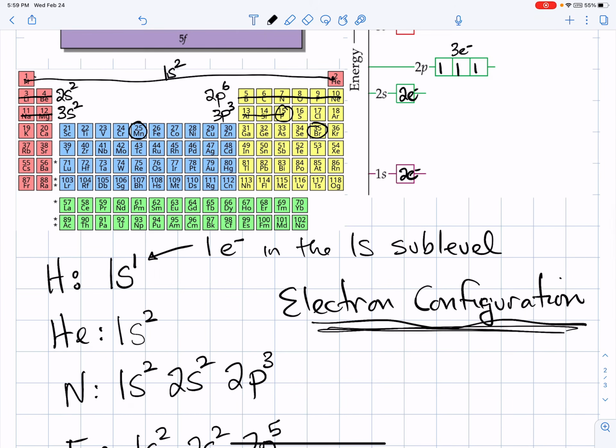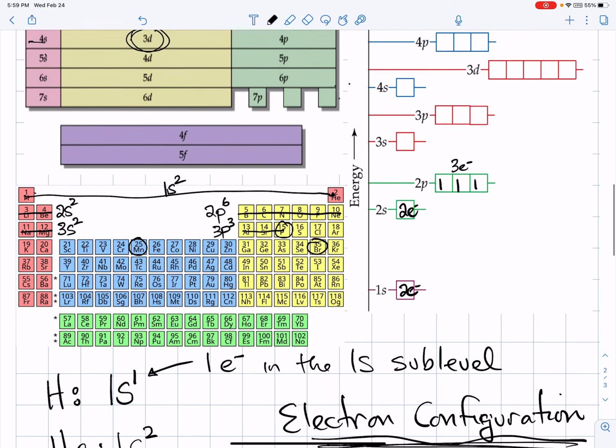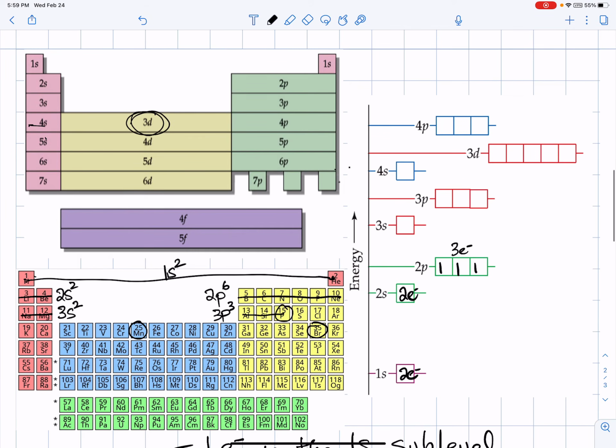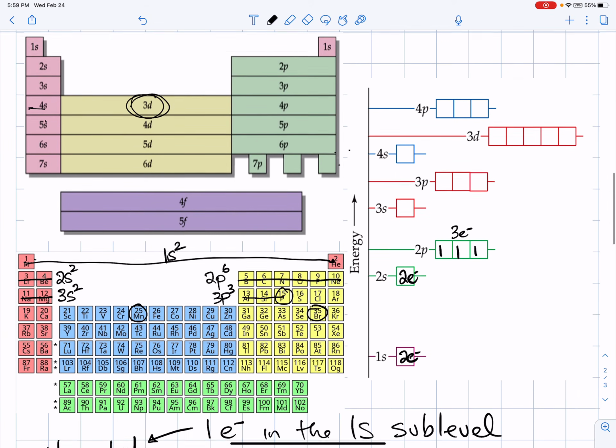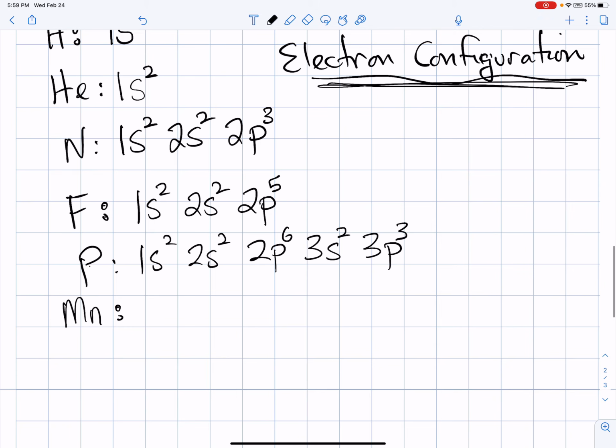And it's the 5th element in that section. Scandium was the 1st, titanium the 2nd, vanadium, chromium, manganese. It's the 5th one in. So manganese will end in 3D5. So let's walk our way across.